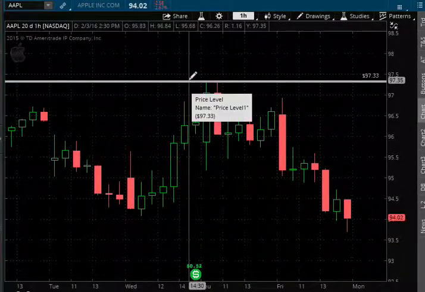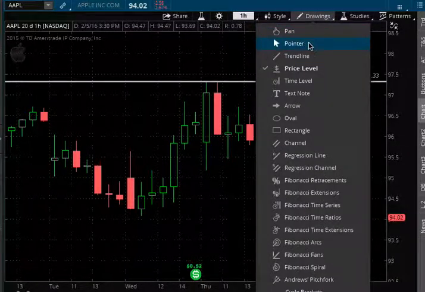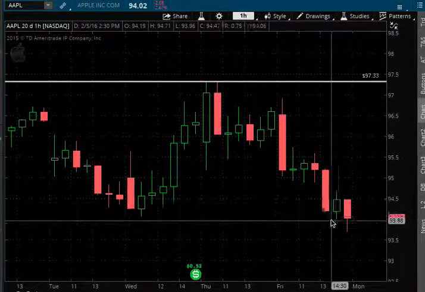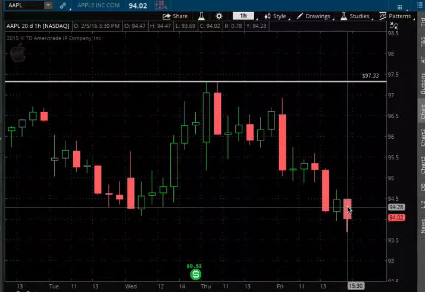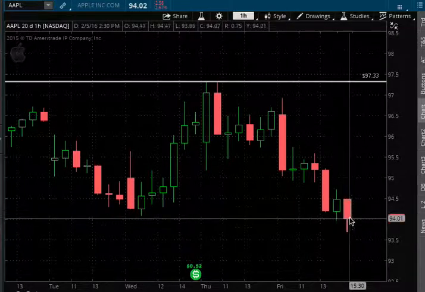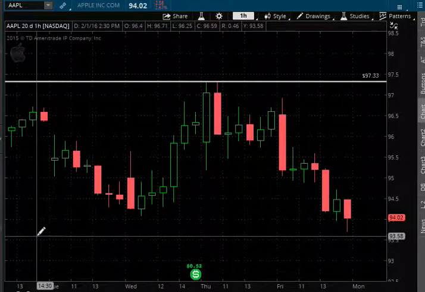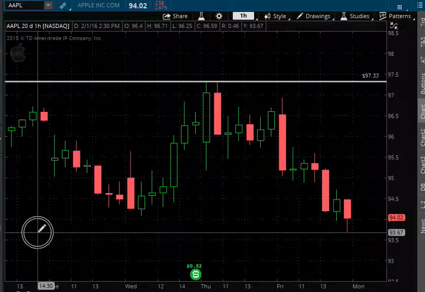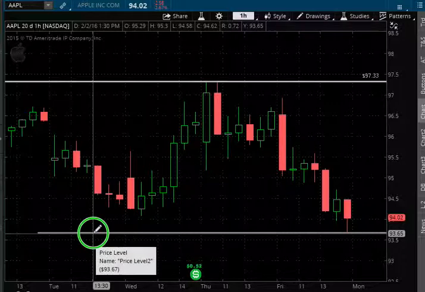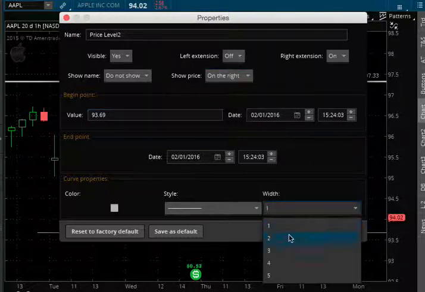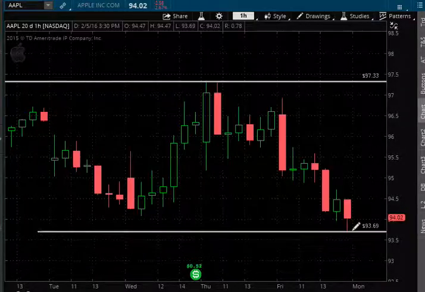The next thing I want to do is look at my lowest point. I briefly look through the chart, and it looks like this is the lowest point. The lowest point looks like 93.69. So we're going to draw another line here. It doesn't have to be exact, but if I wanted to make it exact, I go here and change it to 93.69. I want the price to show, and 3 in width. I hit OK.